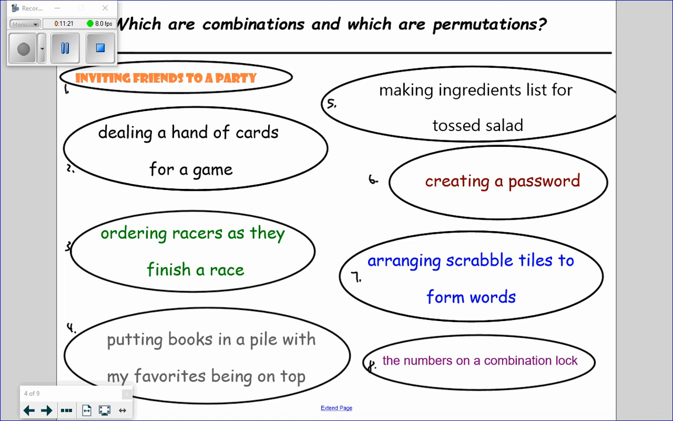Okay, so let's just go through and look at this. Inviting friends to a party. Would that be a permutation or a selection, a combination?